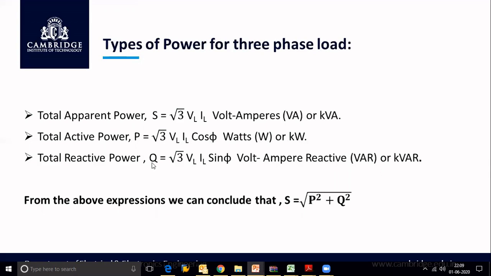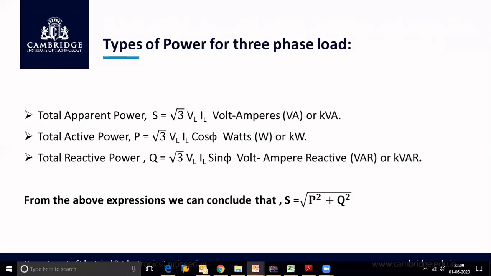Next one is reactive power. Reactive power is represented by capital Q. Reactive power is mainly due to the reactive component of current. It is not a useful power. We can also call it a waste power. And it is given by the expression root 3 VL IL sin phi. The unit of this reactive power is volt ampere reactive, or VAR, or kVAR.